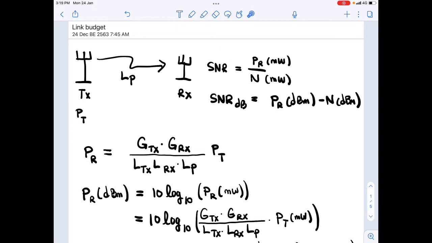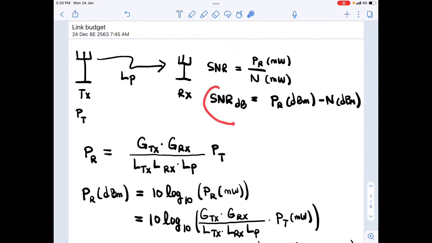At the receiver, we measure the quality of the signal using signal to noise ratio. This is a number which is the ratio between the receive power and the noise power. The receive power could be in milliwatts and the noise could be in milliwatts, so that means signal to noise ratio has no unit. Most of the time we express signal to noise ratio on a log scale or dB scale.